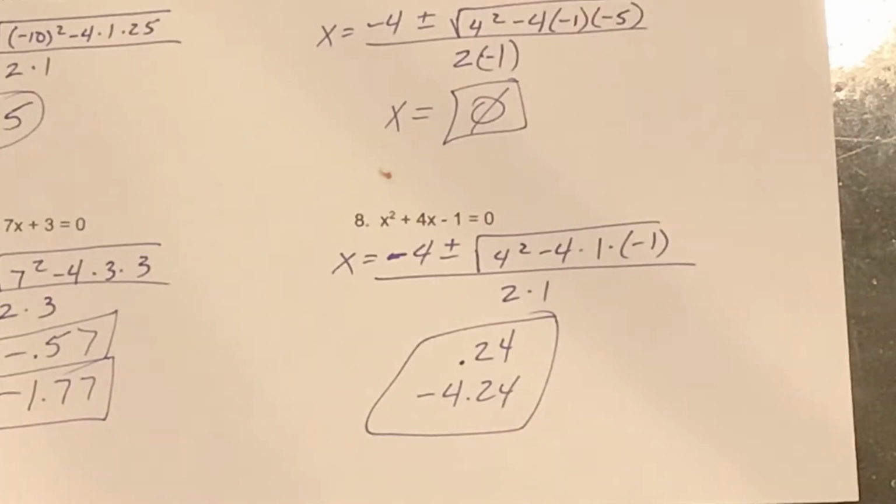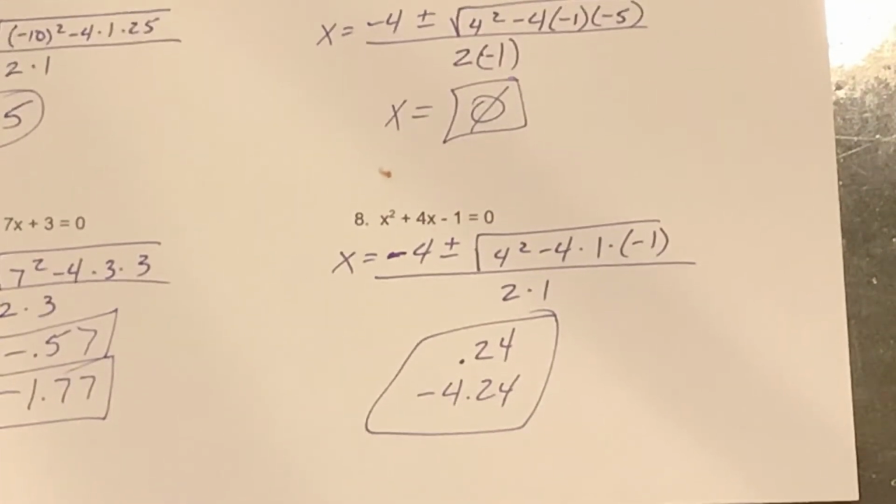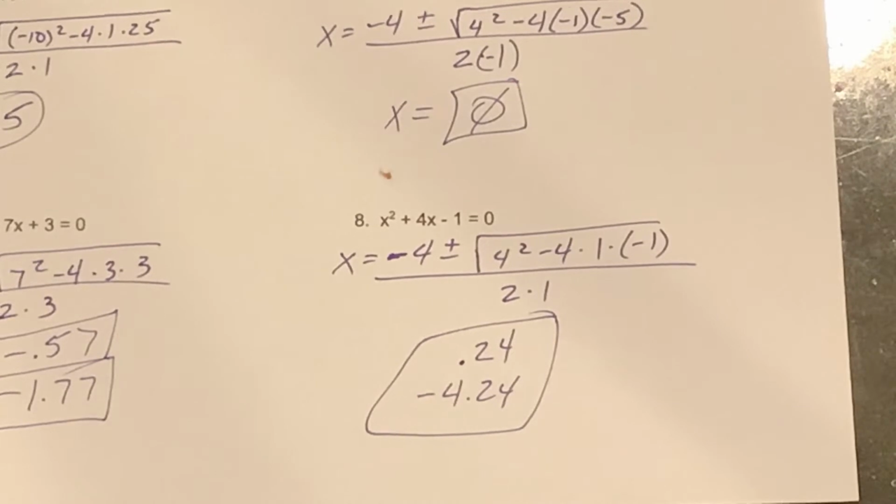Not very nice. And number 8, on this one, negative 4 plus or minus the square root of 4 squared minus 4 times 1 times negative 1 all over 2. Your two answers are 0.24 and negative 4.24.